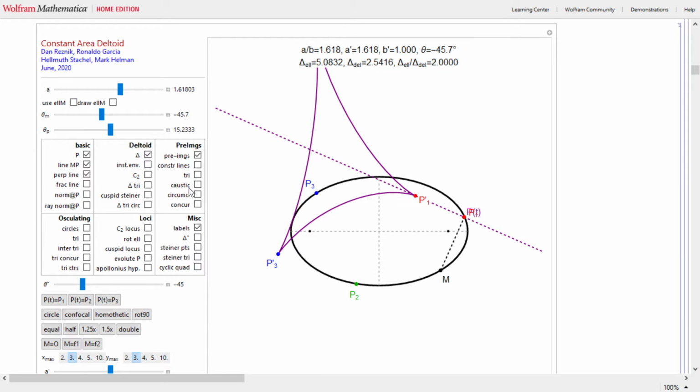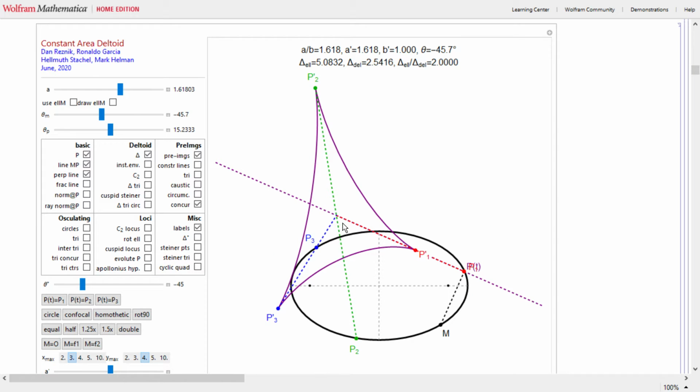If you connect the preimages to the corresponding cusps, let me expand this image a bit, you're going to see that they concur at a point, and this point happens to be the center of area of the deltoid. Furthermore, I can draw a circle, if I can find it here.